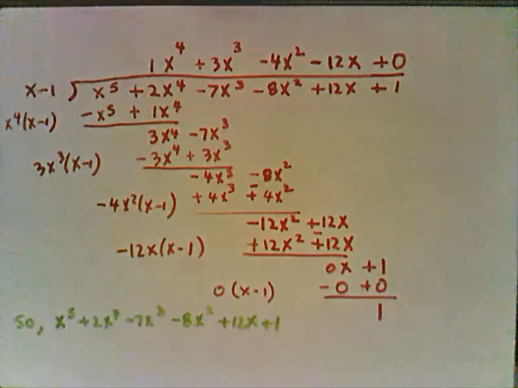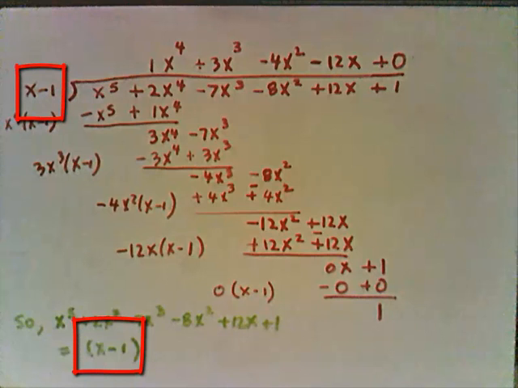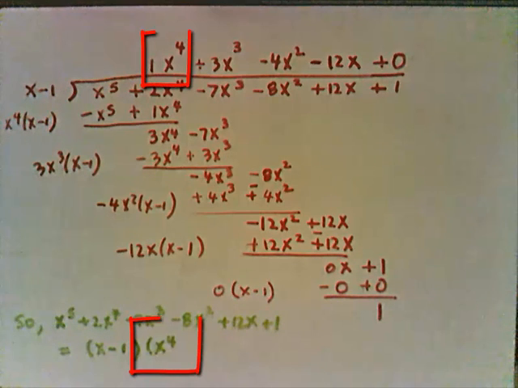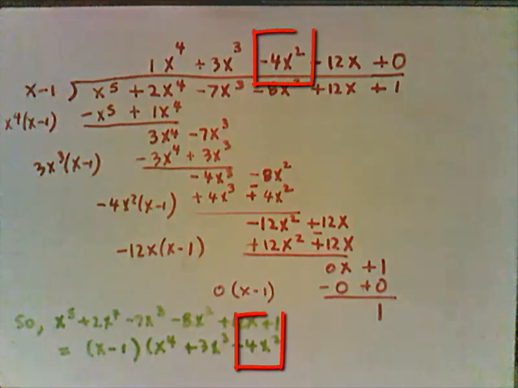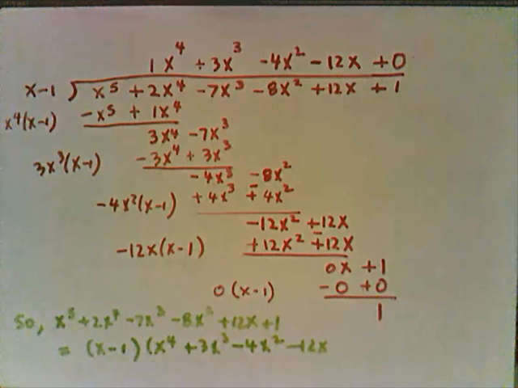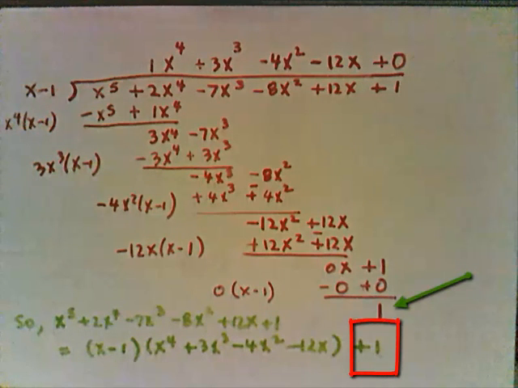The division statement for this problem is x to the fifth plus 2x to the fourth minus 7x cubed minus 8x squared plus 12x plus 1 is x minus 1 times x to the fourth plus 3x cubed minus 4x squared minus 12x plus 0, plus a remainder of 1.